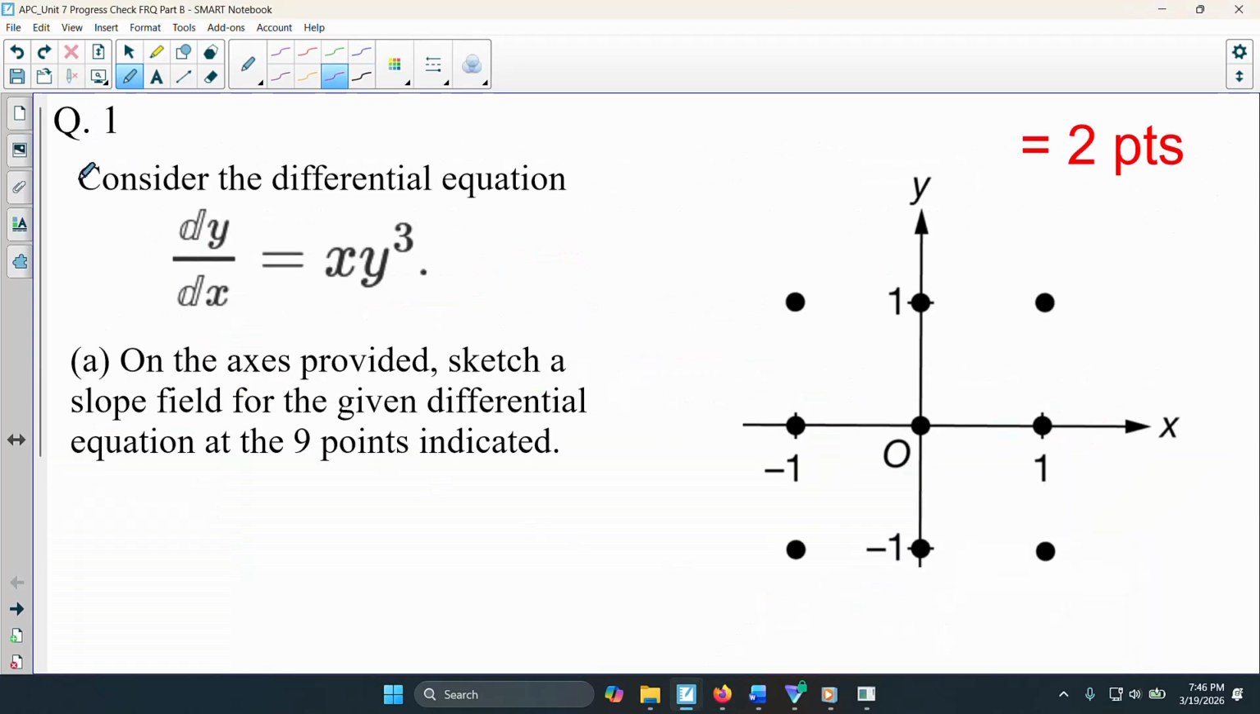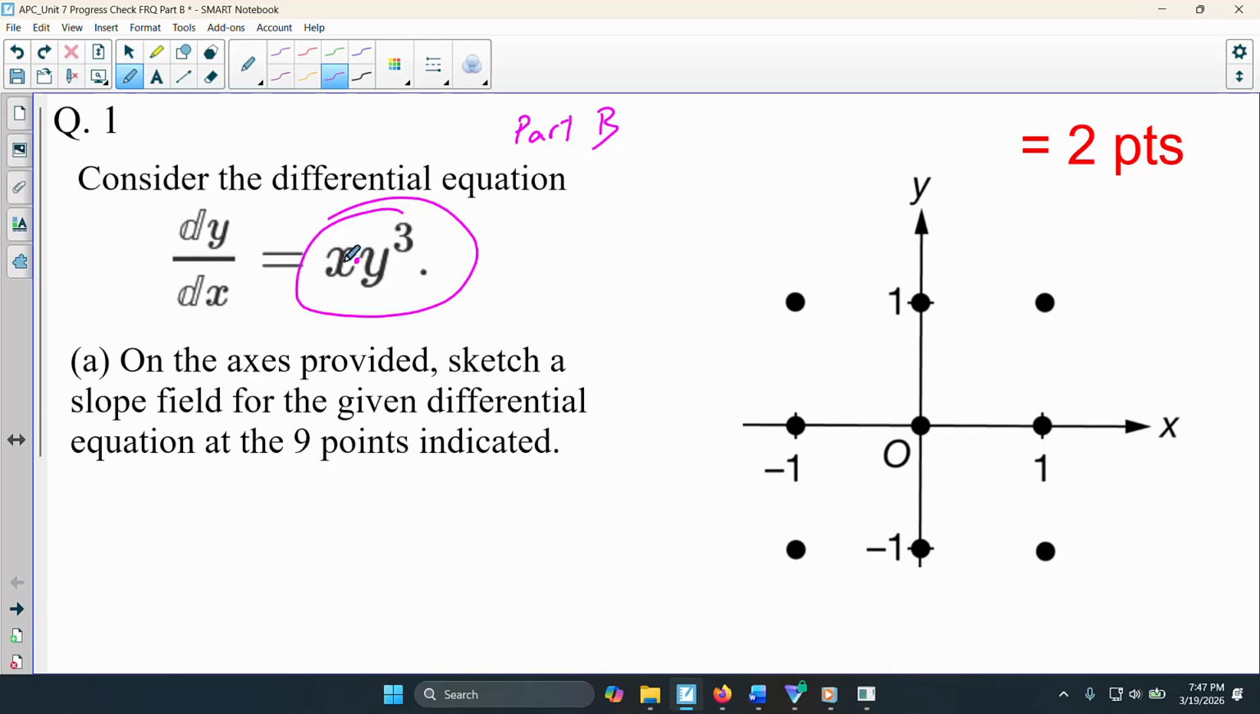So this is FRQ Part B, right? Is it still without a calculator? I think it is. I don't remember, but it doesn't matter. In this case, you definitely don't need a calculator. Anyway, on the output schedule for slope field. Given this, this is a really easy one. We did this in class, and most everybody pretty much had it correct.